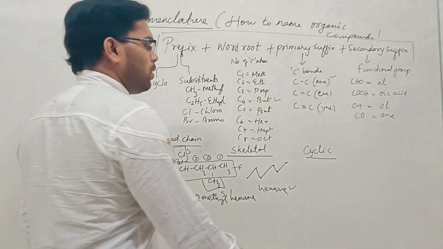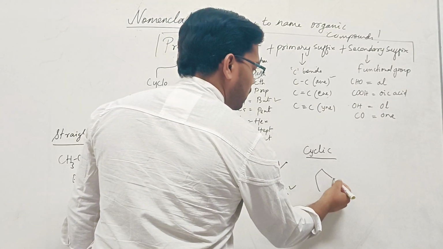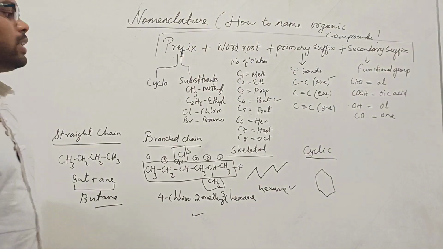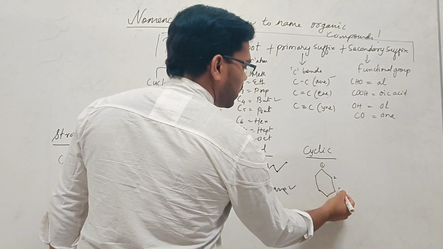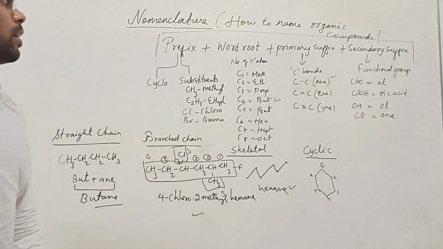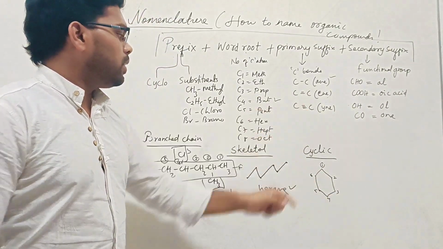How about the cyclic compound? One cyclic compound, let me tell you. This is called a cyclic compound. In this cyclic compound, you have to just see this is going to be the first carbon, second, third, fourth, fifth, sixth. Total number of carbon atoms is 6. All are single bond, there is no double bond.